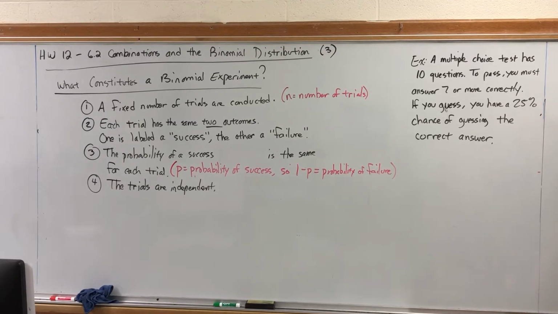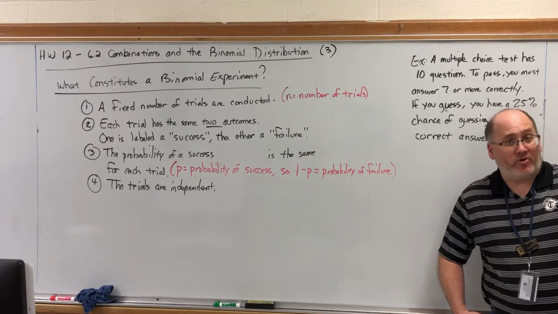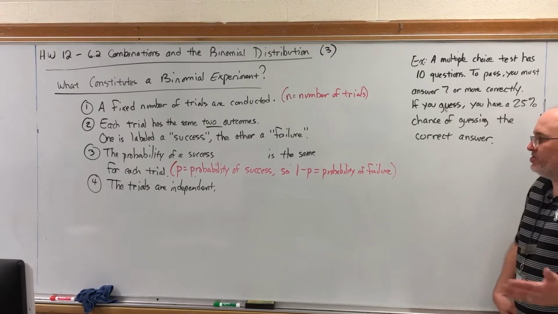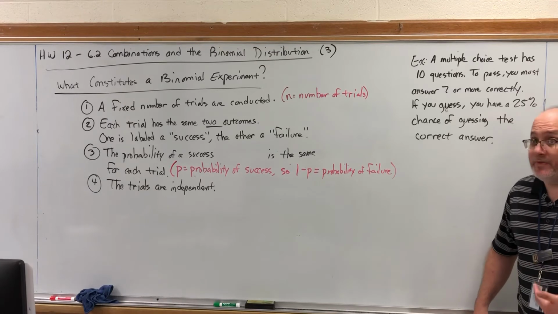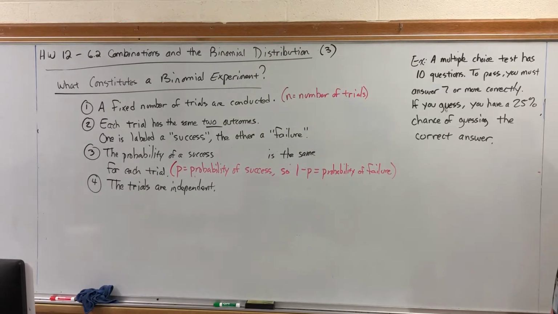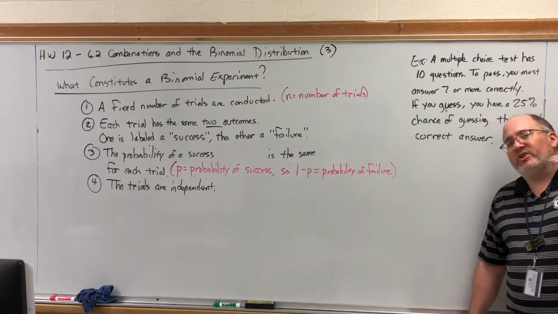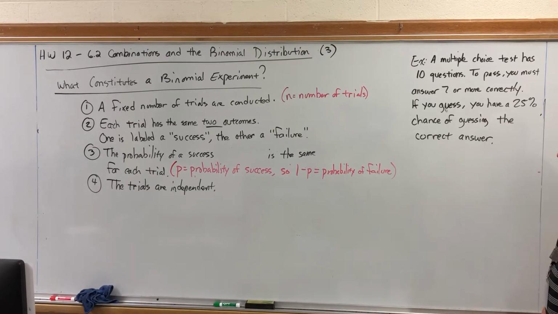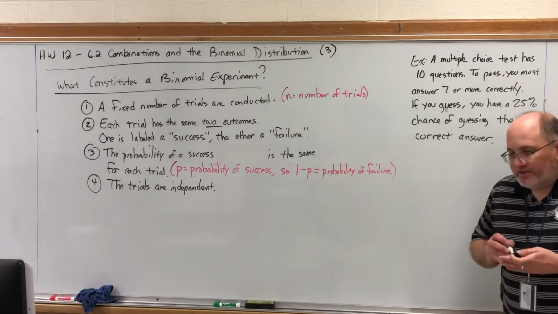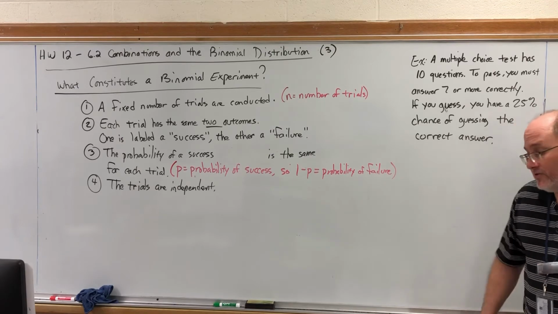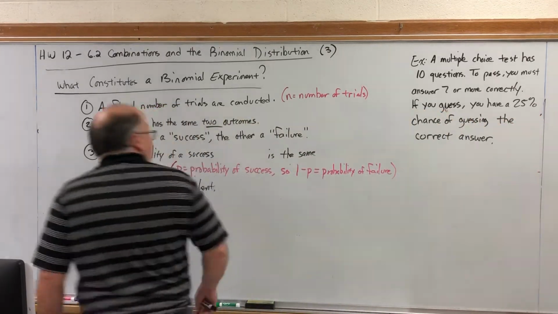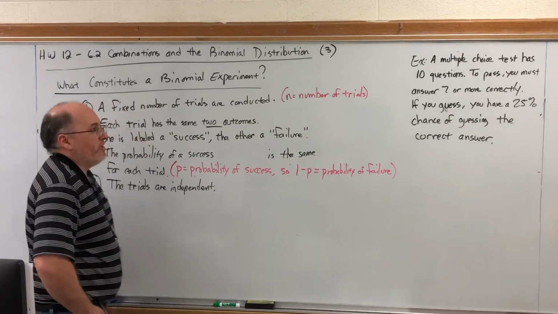There are 10 trials. Each trial has 2 outcomes. You guess correctly or you guess incorrectly. Which is the success and which is the failure is irrelevant, but I think we could all agree in this context, guessing correctly would be the success. The probability of the success is the same for each trial. Yep, 25% chance of guessing correctly each time. And the trials are independent. Assuming that the questions are not related to each other, your guess on one question should not impact your guess on the next one. So this actually is a binomial experiment.